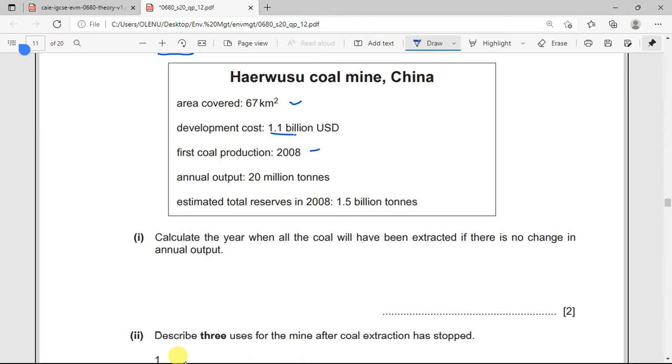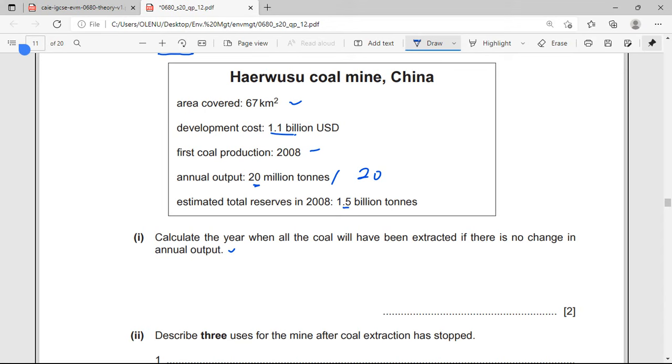Now, calculate the year when all the coal will have been extracted if there is no change in the annual output. If there is no change in the annual output, we should calculate the year in which all the coal must have been extracted. So, coming back here, they said estimated total reserve in 2008 was this. This is the annual output every year. So that means every year they remove 20 million tons, and the reserve is 1.5 billion.